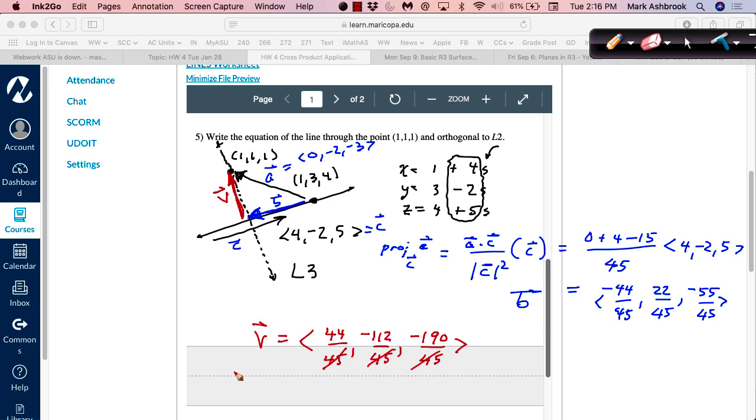So then my point is 1, 1, 1, so I'd have 1, 1, 1 plus t times 44, negative 112, 90. And I could divide this by 2. It looks like I have a factor of 2 in all of them. I could divide that by 2 if I wanted, but don't need to. So let's see if our lines are the same. Lucas, did you get a line actually?